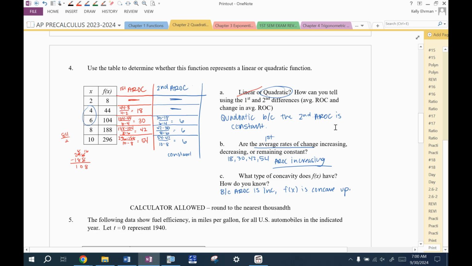Okay, I'm going to stop this here for the non-calculator section, and then there will be a second video for the calculator part.